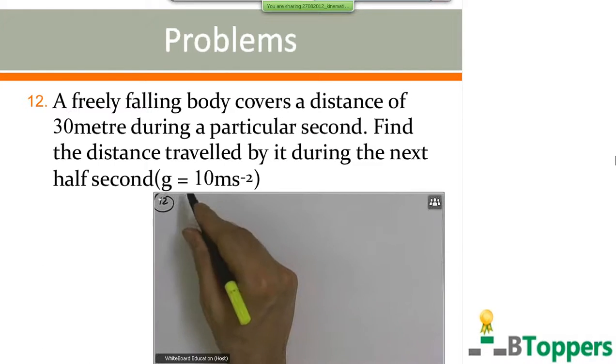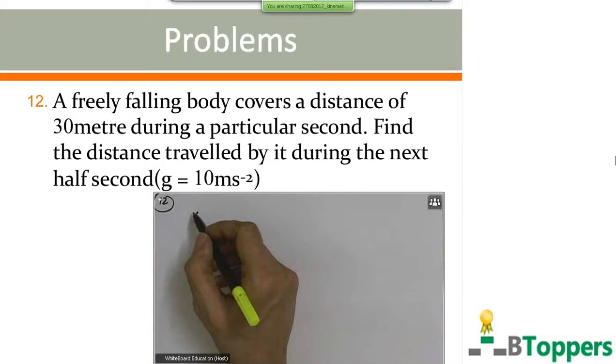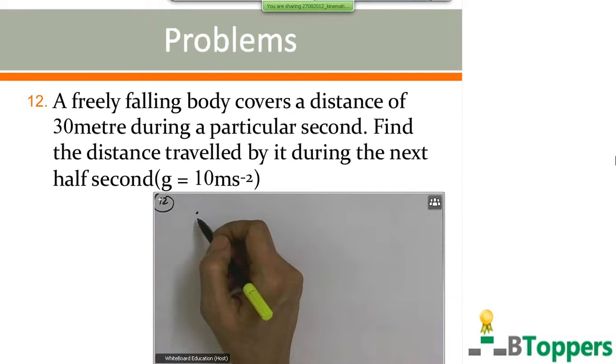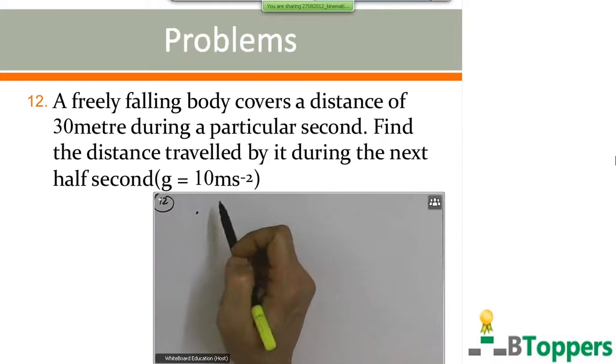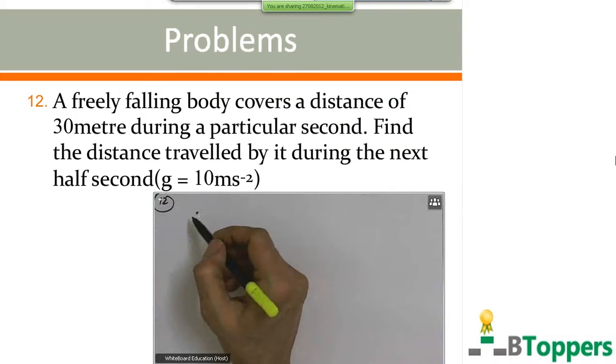So this problem also looks similar to the previous problem, but you cannot apply the first method I have discussed for problem number 11 to this problem 12. That means you cannot use the method D plus g like that, because you are not asked to find the distance covered in the next 1 second. You are asked to find the distance covered in the next half second.